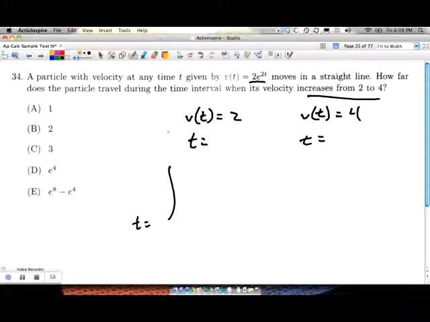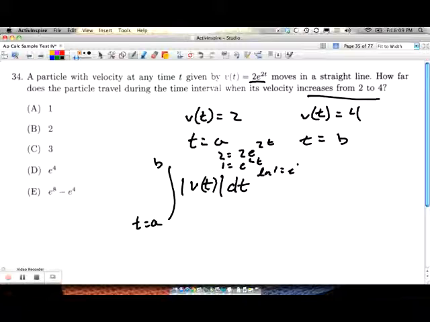So t equals, we'll call this part a, and t equals b here. So t equals a to b. And then we're going to take the distance traveled, which is the absolute value of velocity. So I need to figure out what a and b are. Well, if 2 equals 2e to the 2t, then that means 1 equals e to the 2t. If I take natural log of both sides, natural log of 1 equals, or pardon me, natural log of e to the 2t. So it means 0 equals 2t.